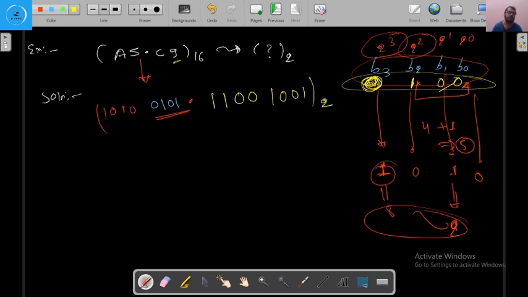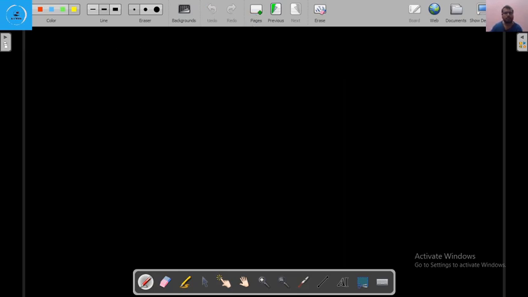So up to here we have understood how we are going to convert octal into binary and binary into octal, and again hexadecimal into binary. And now we are going to see how we convert binary into hexadecimal. For converting binary into hexadecimal, we are grouping the bits into groups of 4 bits. Let's see by an example.